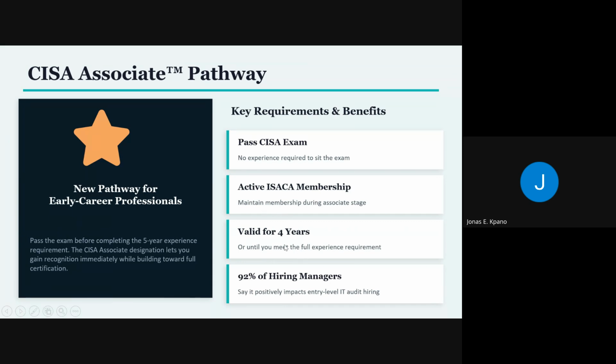So what can this do for you? This will show potential employers that, yes, this person has the knowledge and has the potential to thrive in the field of IT auditing or any field that you may find yourself. So this is not just for IT professionals, auditors, managers. This certificate really helps you to excel in your career.